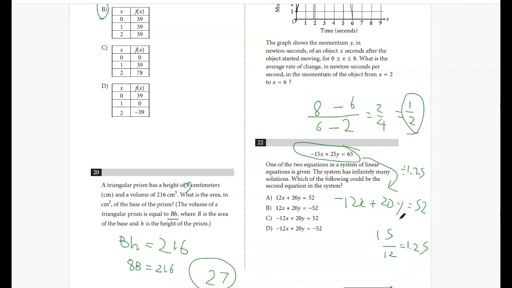And all we have to do is look for this. So I can immediately eliminate A and B. I can see C is the correct answer, so C is correct.